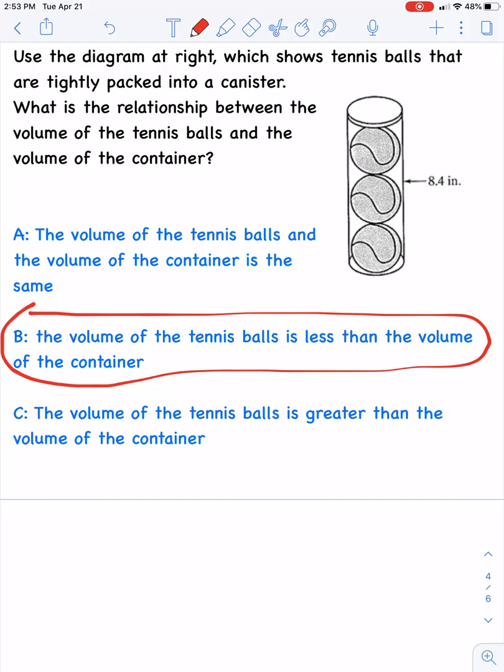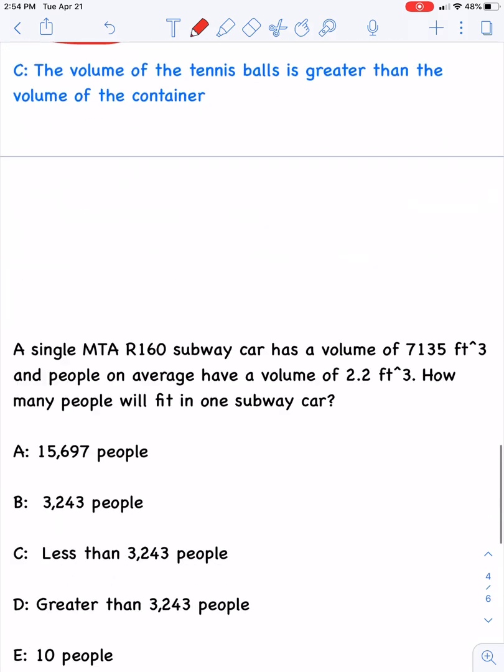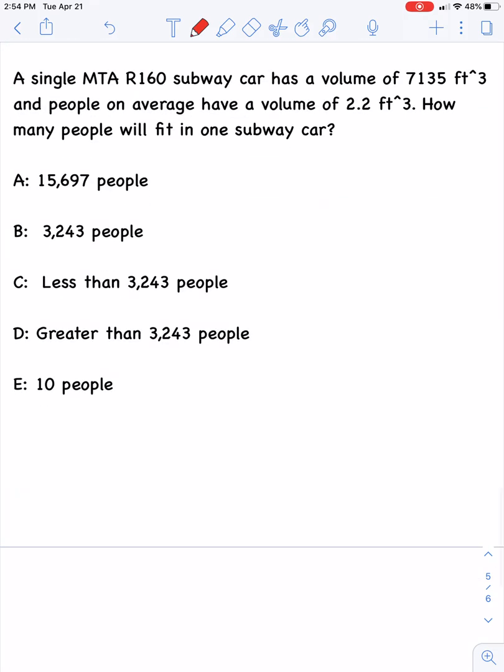We can see right in this picture, there's this empty space in these pockets here where those tennis balls don't go right up to the edge of the canister. So in each of those spots, that is unused volume, just showing us that the volume of those tennis balls is less than the volume of that whole container. Now, clearly, they're not going to be greater than the volume of the container because they're not bursting outside of the container as well. All right. Question number 2.